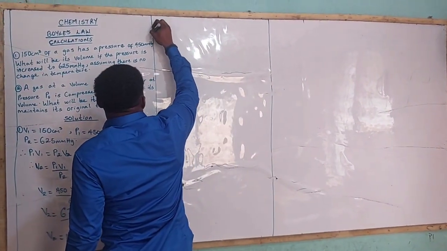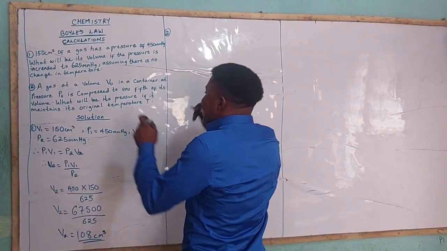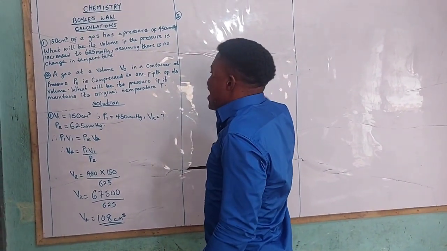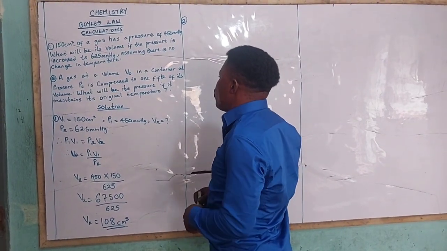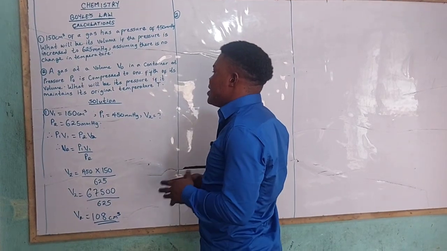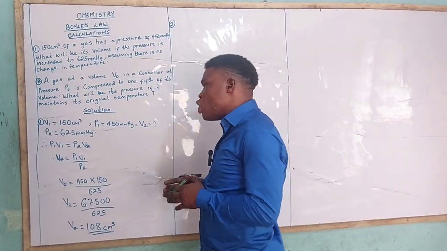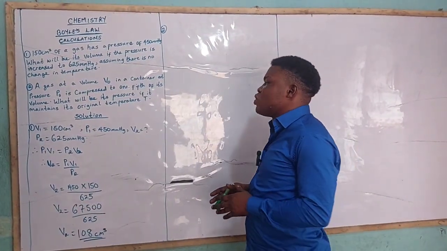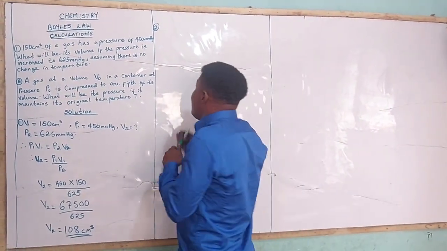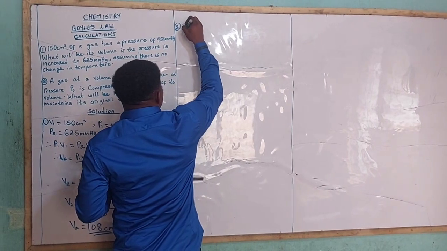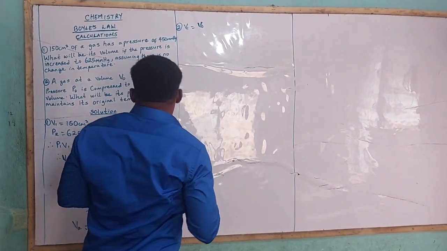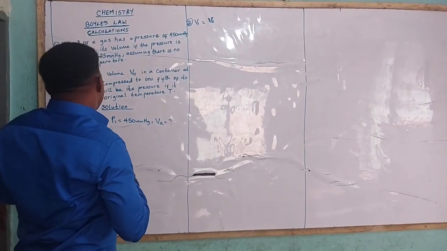Now, we have the second question here. Let's look at the parameters. They say a gas at volume V0 in a container at pressure P0 is compressed to 1/5 of its volume. What will be its pressure if it maintains its original temperature? A gas at volume, the first volume is given to us, so we know our V1. Our V1 will be V0.